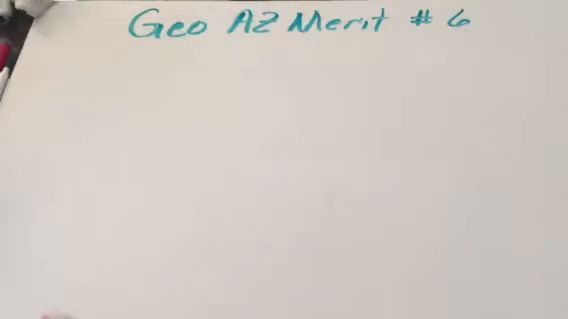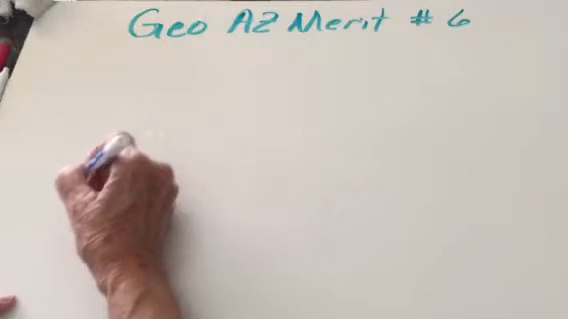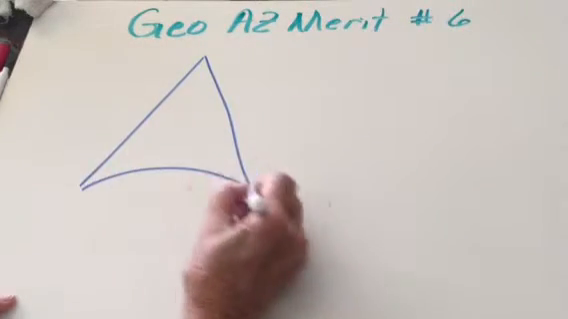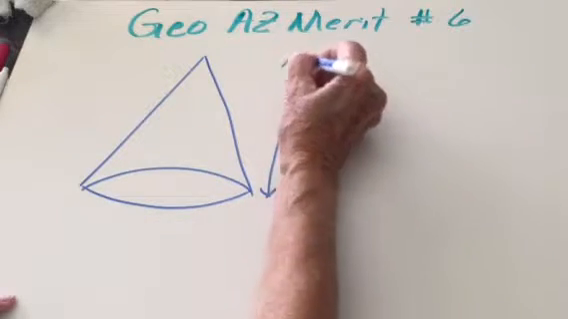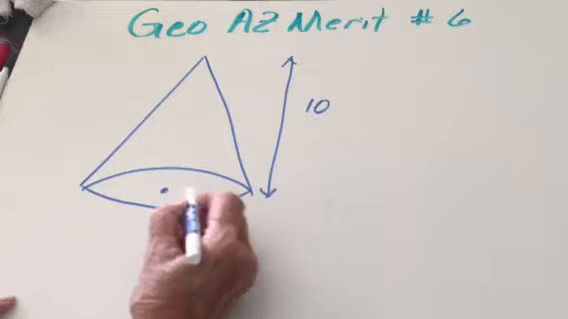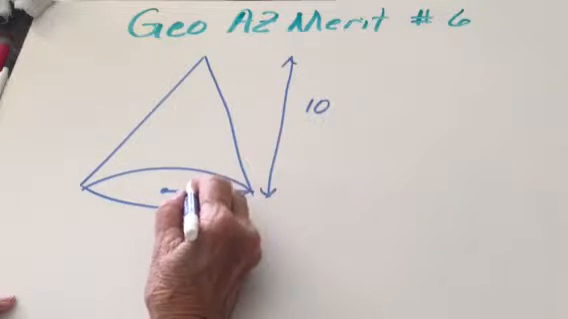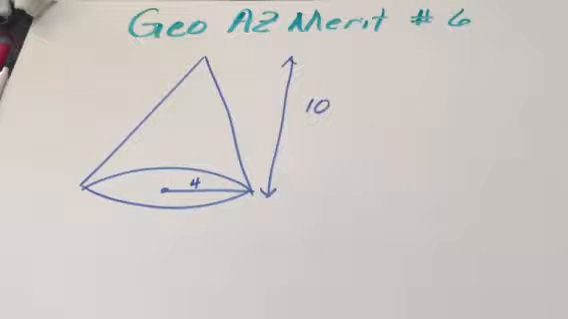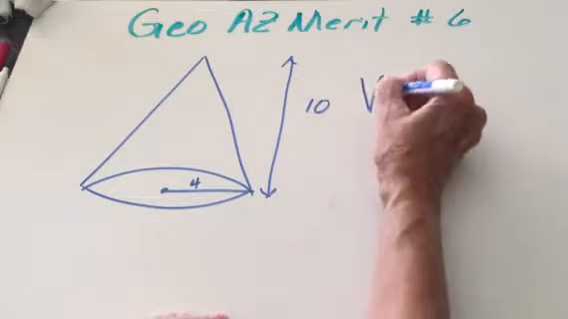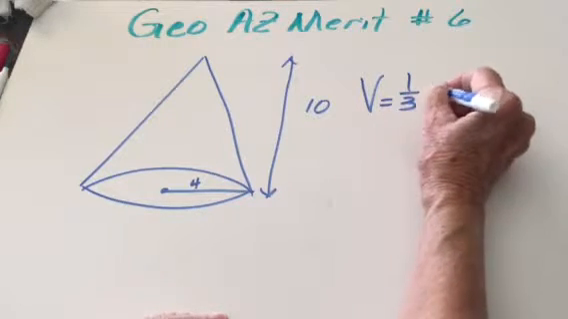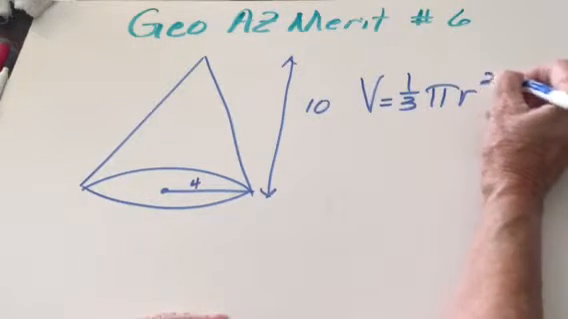Okay, so first thing I'm going to do is draw a cone here. I know that the height is 10, and I know that the radius is 4. Now, next I have to know what is the formula. Well, the volume of a cone, the formula is V equals 1/3 pi r squared h.